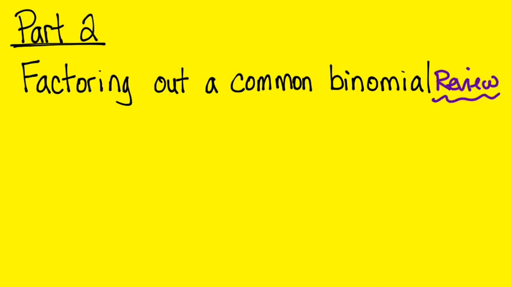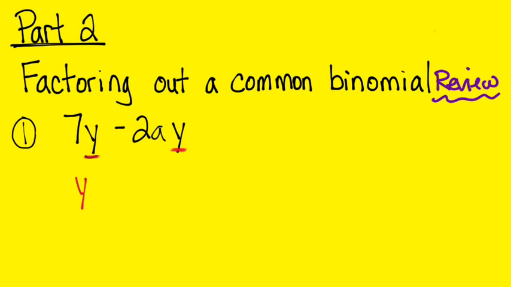If I remind myself what I did last week, I know this term, 7y minus 2ay, the greatest common factor I'd have here would be y, right? And I could factor that out. I would put y on the outside, and I would divide it off. And this is what I would get. And I'm undistributing the y, right?